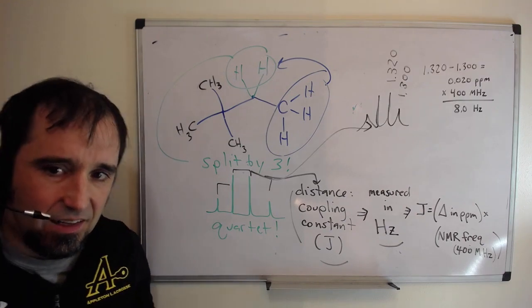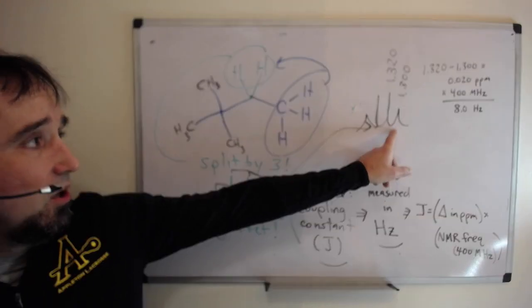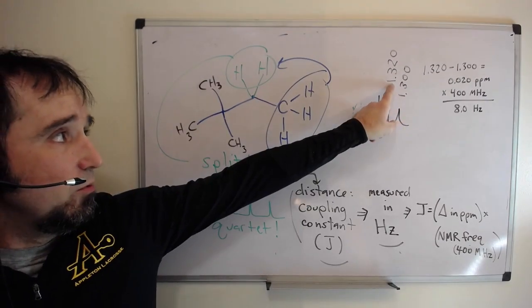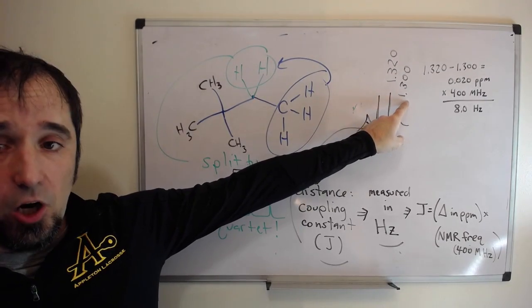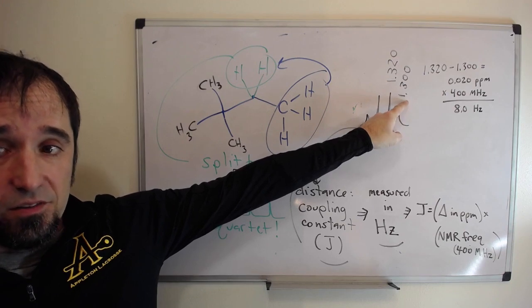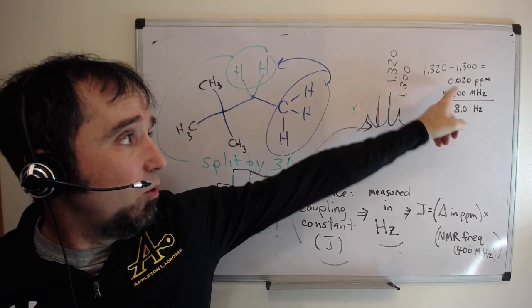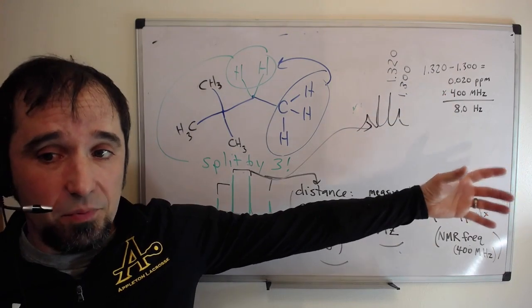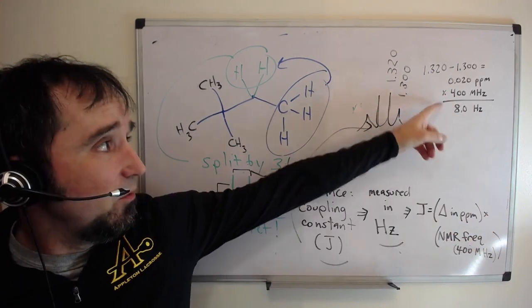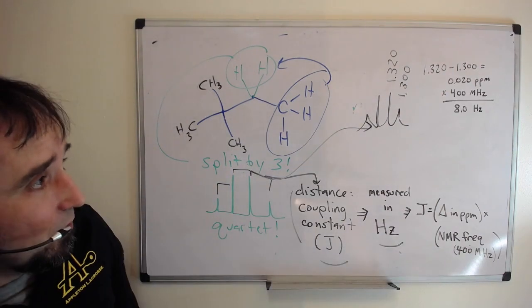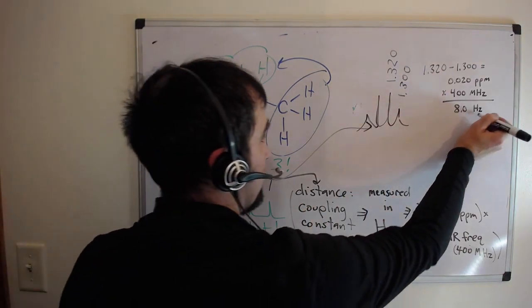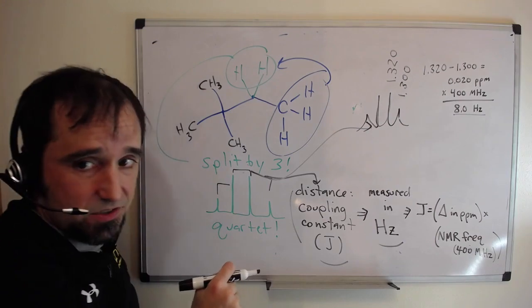For instance, let's say that this quartet here, these last two peaks, are at 1.32 and 1.30 parts per million. To find the coupling constant, we would take the difference between those two, that's 0.02 ppm. We'd multiply it by our field strength of the magnet, which is 400 megahertz. So the coupling constant of this quartet, we would say, is 8 hertz.